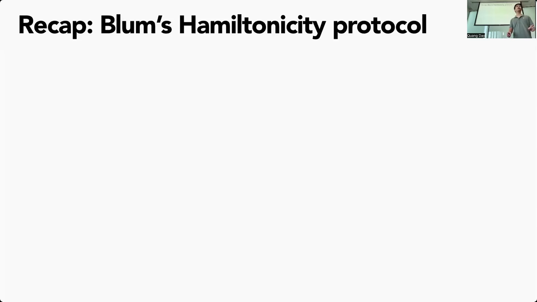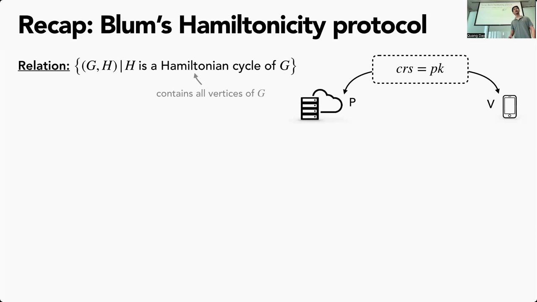Cool. So let's look at one particular NIZK. This will be the one that we study today. This is a proof system for a very particular relation. It's the relation where your statement is a graph G, and your witness is a Hamiltonian cycle of G, meaning that it contains all the vertices of G. And this problem we know is NP complete. So if we get a proof system for this one, then we can reduce all other NP relations to this graph Hamiltonian relation, and then we apply the NIZK proof system to that.